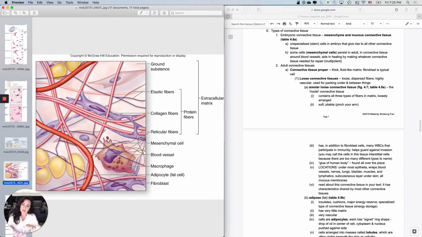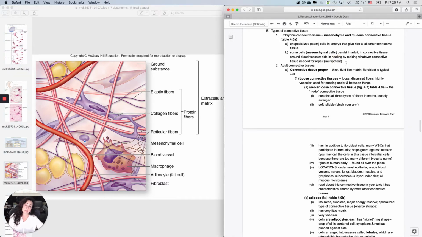So these mesenchymal cells in adulthood are called stem cells, but they're stem cells that are limited to making connective tissue. They can't make cardiac muscle. They can't make neurons. They can't make any of that kind of stuff. So what they're called is multipotent stem cells, meaning they can make many things, not pluripotent stem cells, meaning that they could make everything. They can't make anything but connective tissues.